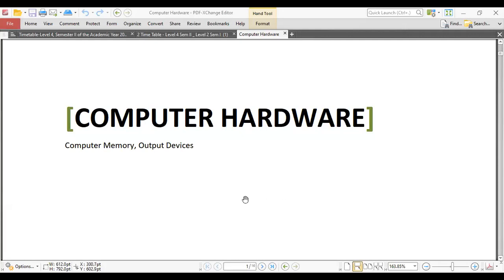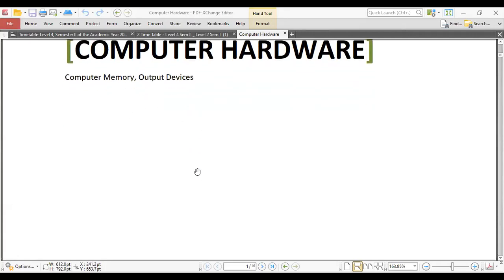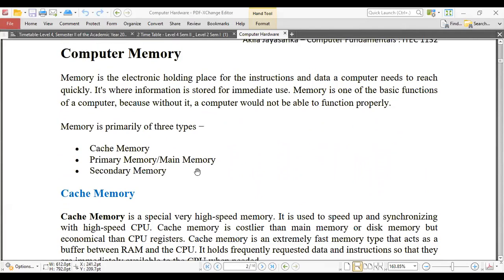Right. So today we're going to discuss memory and output devices. Here memory will again divide into two: storage and main memory, right? So we're going to discuss those 3 components today. Initially we're going to discuss computer memory.